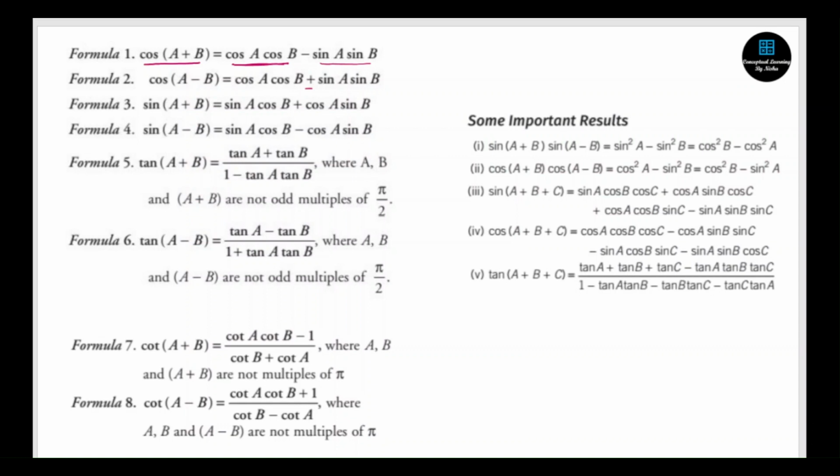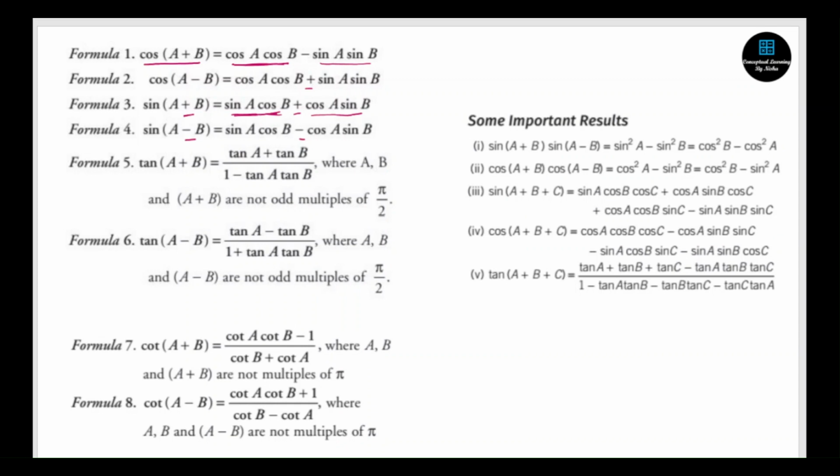Then sin(A+B). When I say the sin sum function, it is sin A cos B, then cos A sin B. So just understand sin and cos, again cos and sin. You can remember this: when it is plus, then here it is plus only, and when it is negative, then here it is negative. So this is how you can remember them.